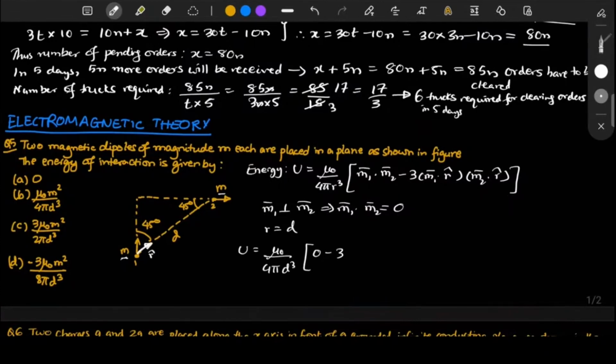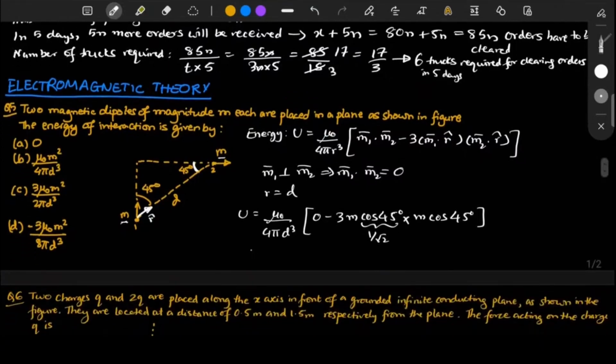And we clearly see that the angle between m1 and r cap is 45 degrees. So m1 dot r cap would be m cosine 45 degrees. And similarly, m2 and r cap also make an angle of 45 degrees. We see that this angle right here, or we are also given, is 45 degrees. So angle between m2 and r cap would also be 45 degrees. So we have again m cosine 45 degrees. And cosine 45 degrees is nothing but 1 over root 2. Sorry, not 1 over 2, 1 over root 2.